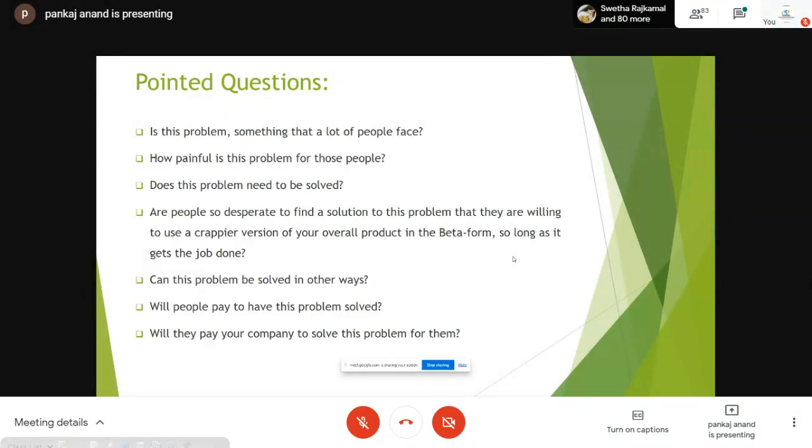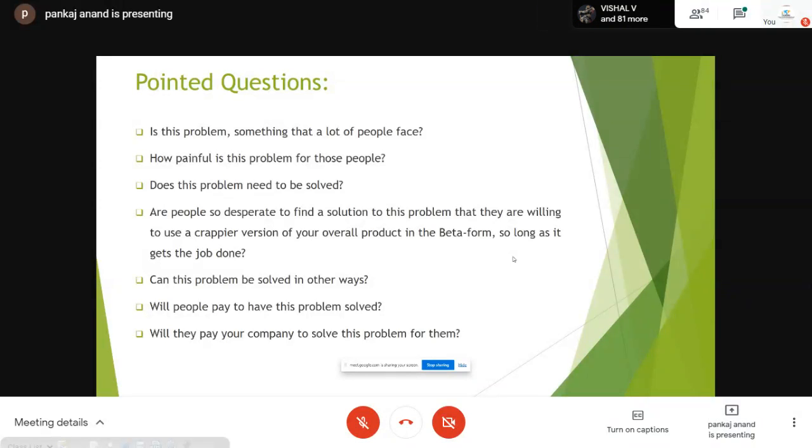The next pointed question could be, are people so desperate to find a solution to this problem that they're willing to use a crude version of your overall product in beta form, so long as it gets the job done? In easier terms, is your solution so big that people will be willing to use even the prototype? If people are willing to use even your prototype, obviously the product will be good, and people will love your product.